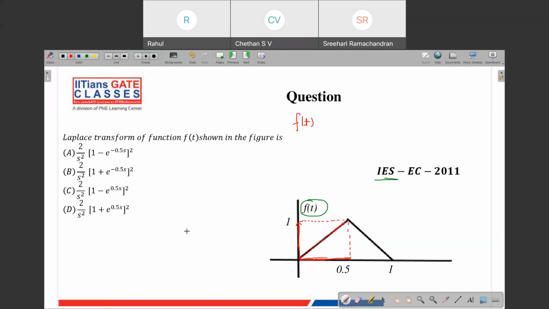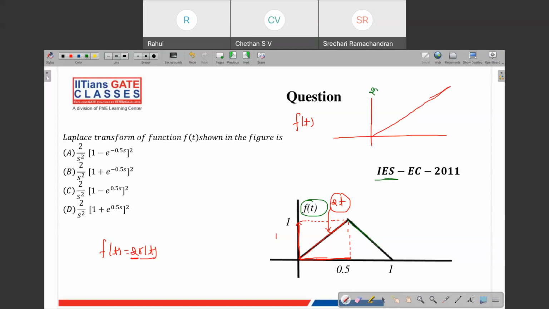So you can write this part as 2t. This is a straight line, so its slope is 2. You can start by writing f(t) equal to 2 into r(t). r(t) is a ramp and here its slope is 2. But if you write 2r(t) simply, it is going to ramp up till infinity. Here we need to cut it such that it starts to ramp down here, like this.